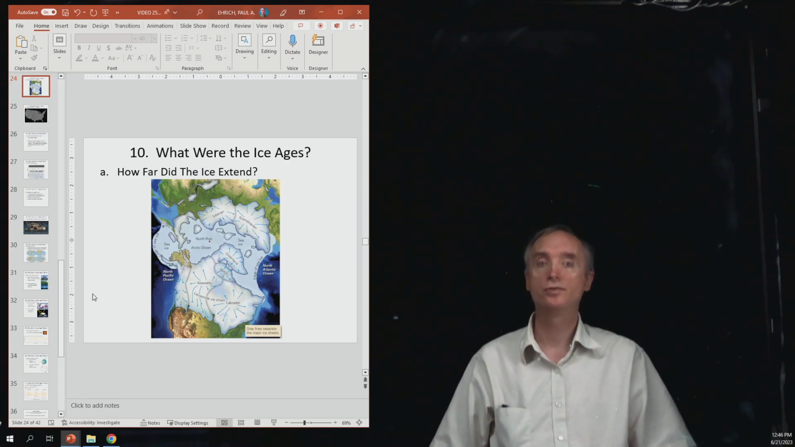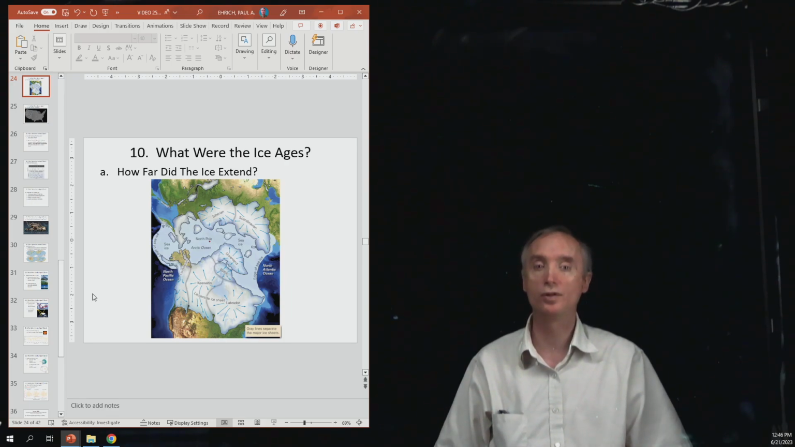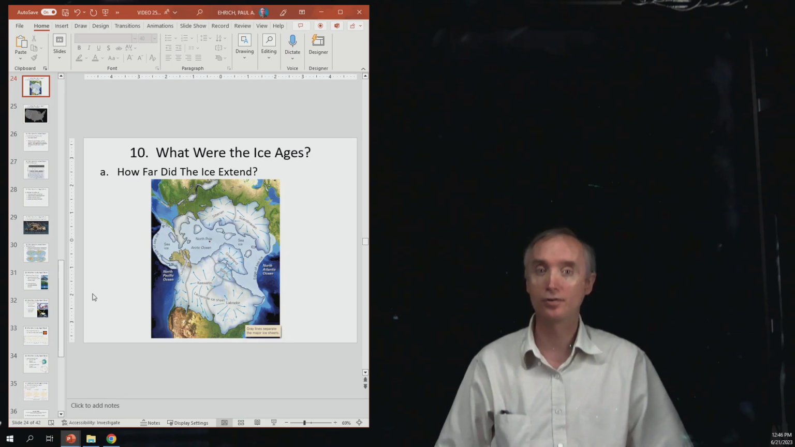Okay, so now we want to talk about the ice ages. So what do we mean by the ice ages? It's going to be a period of time in which there were a lot more glaciers and a lot more ice on the surface of the Earth. So how far down did this ice extend? In this picture here, it shows North America, and it shows how far the ice flowed southward.